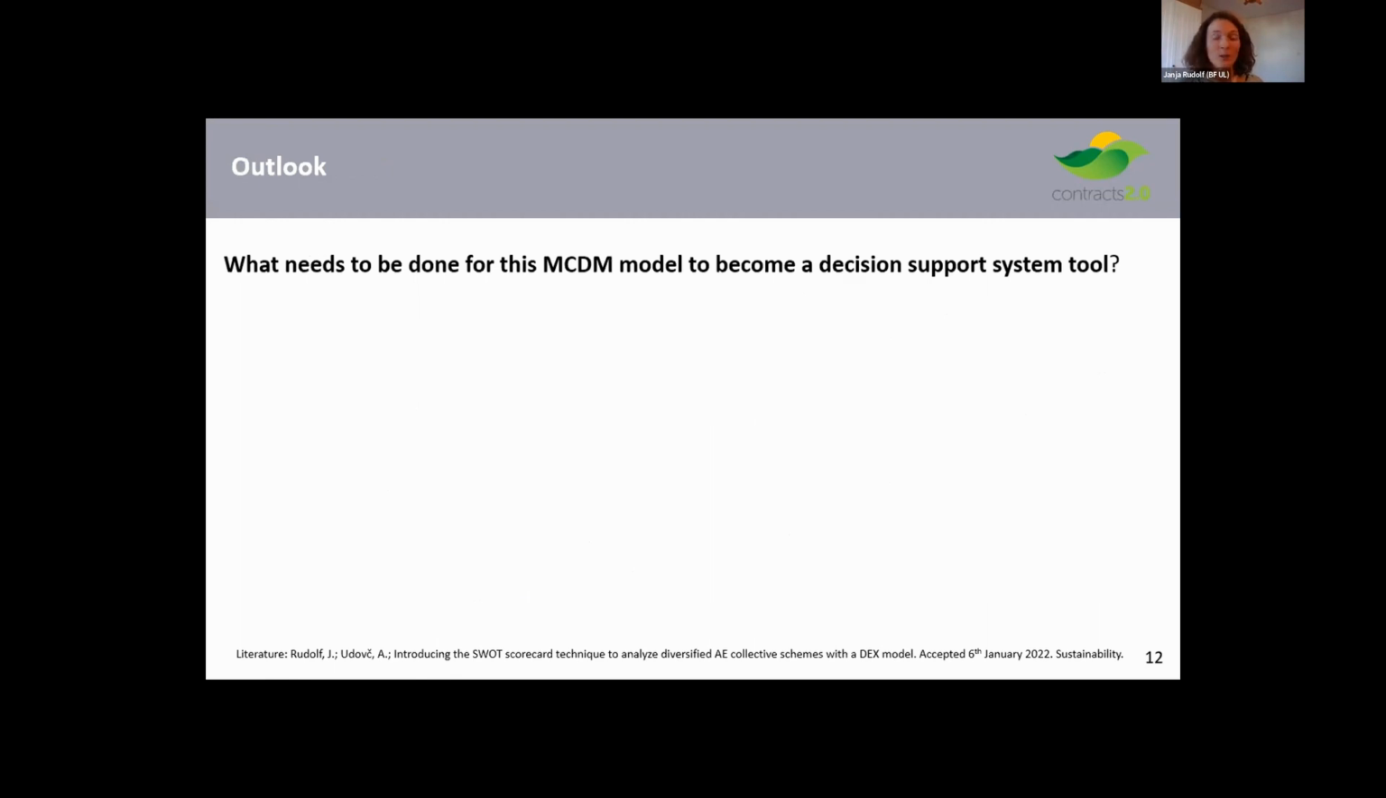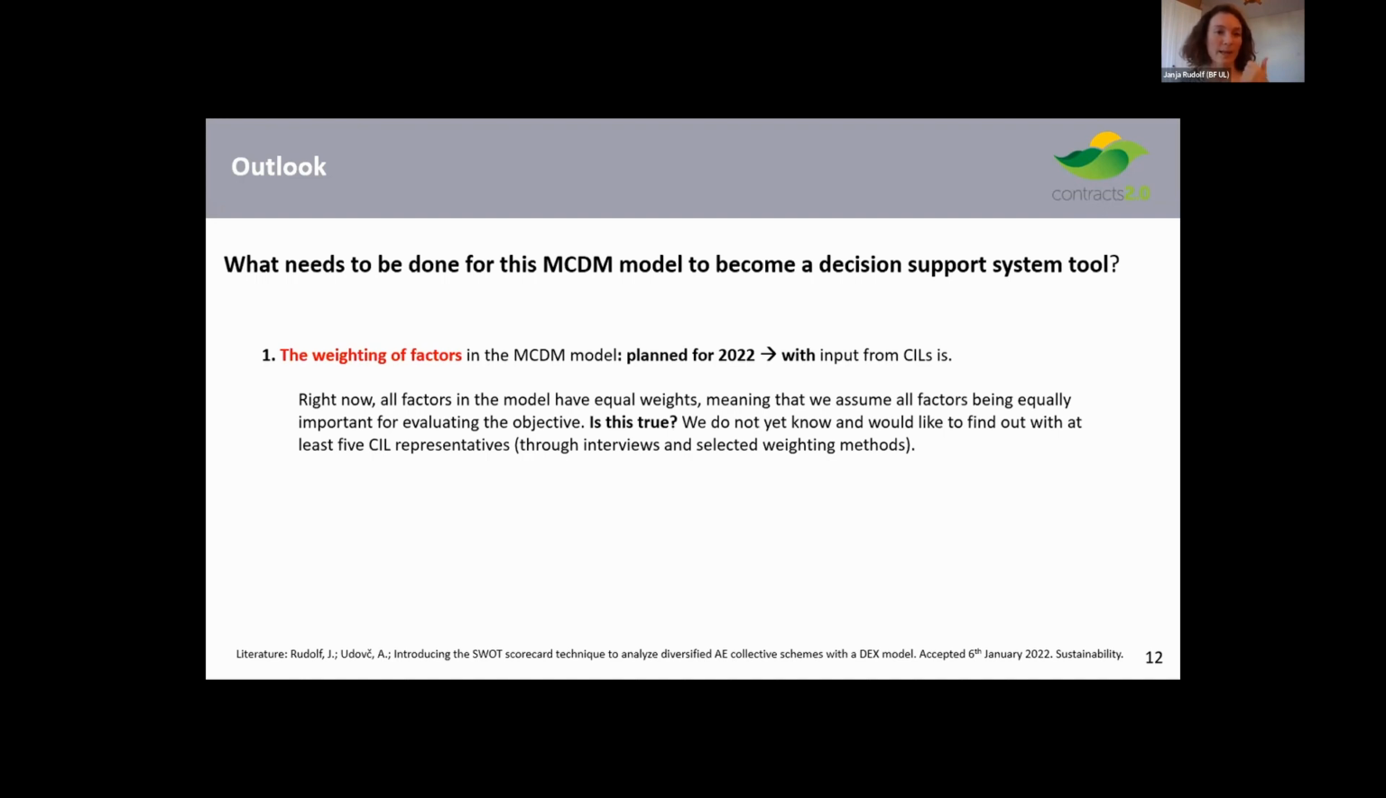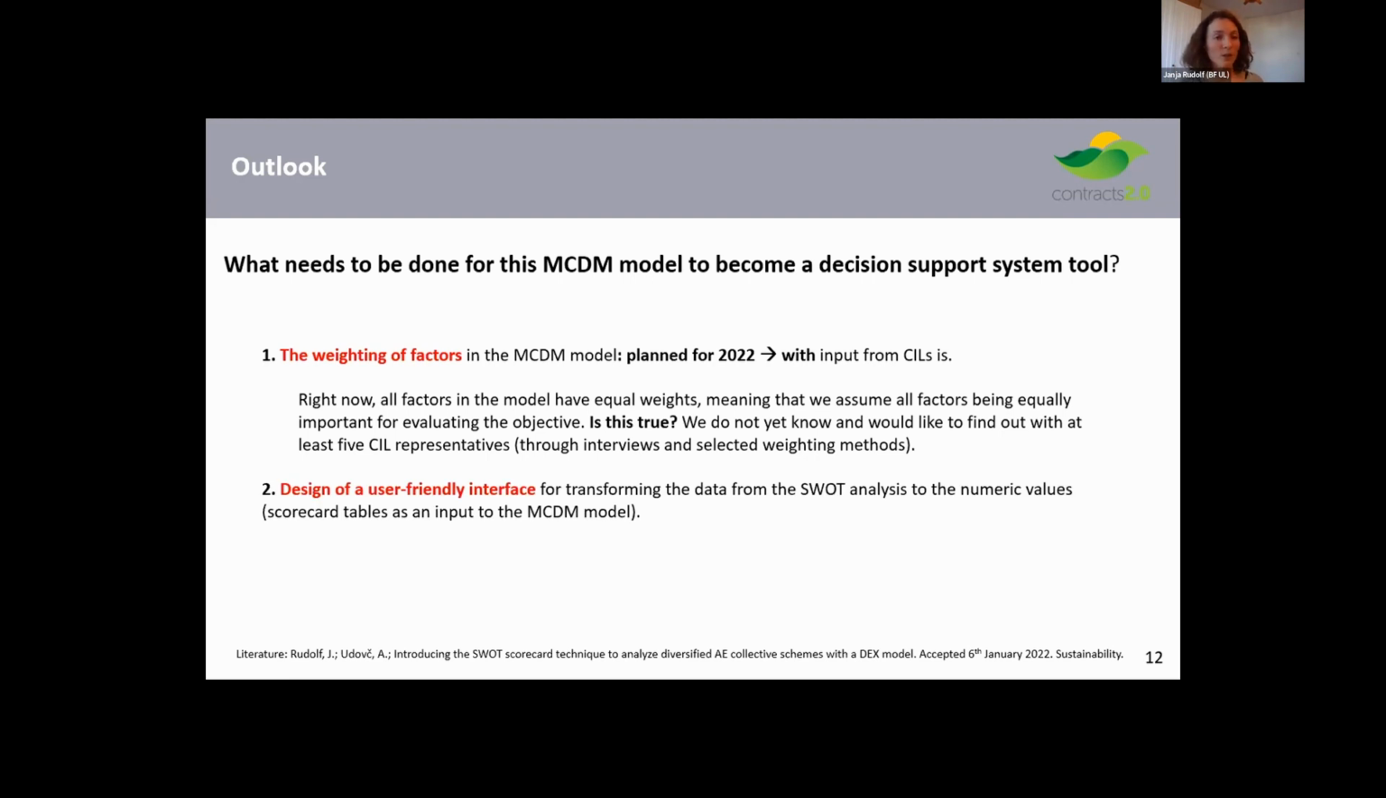So what else needs to be done to bring this Matsudaman model to become a decision support system tool? The first thing is to weight the factors, the attributes, in their importance, because right now all factors in the model have equal weights, meaning that we assume all factors are equally important for evaluating the goal. We don't know if this is true, and we will learn this next year by interviewing and proposing selected weighting methods. The other thing we need to do is to design a user-friendly interface for transforming the data from the SWOT analysis to numeric values, using the scorecard tables as an input to the Matsudaman model. When these 2 steps are finished, we should be able to present a user-friendly decision support tool available to you, to decision makers.